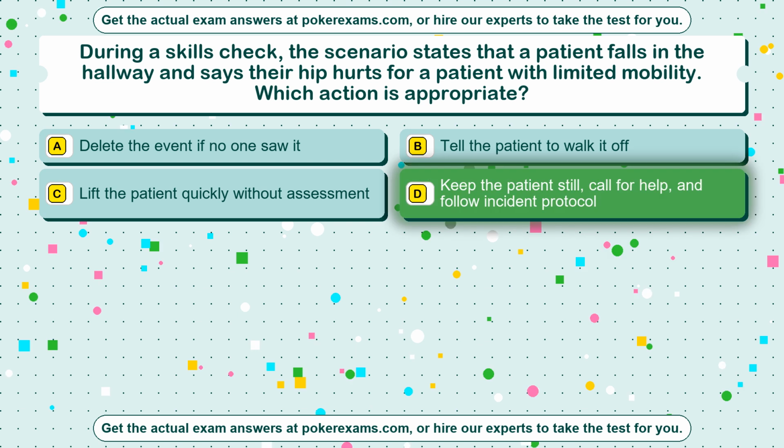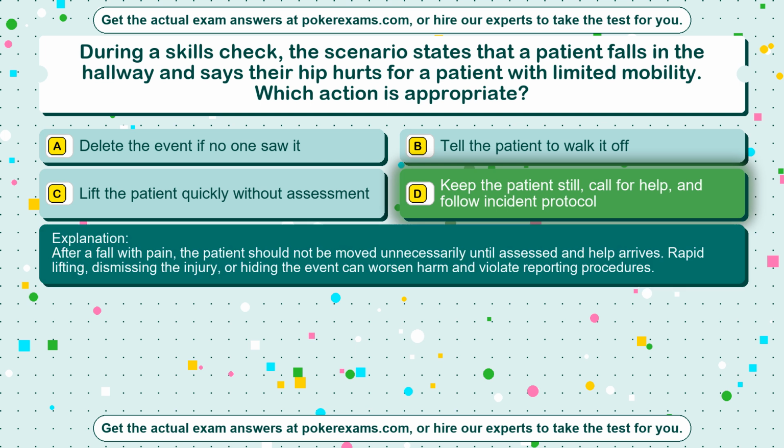The correct answer is option D. Keep the patient still, call for help, and follow incident protocol. After a fall with pain, the patient should not be moved unnecessarily until assessed and help arrives. Rapid lifting, dismissing the injury, or hiding the event can worsen harm and violate reporting procedures.